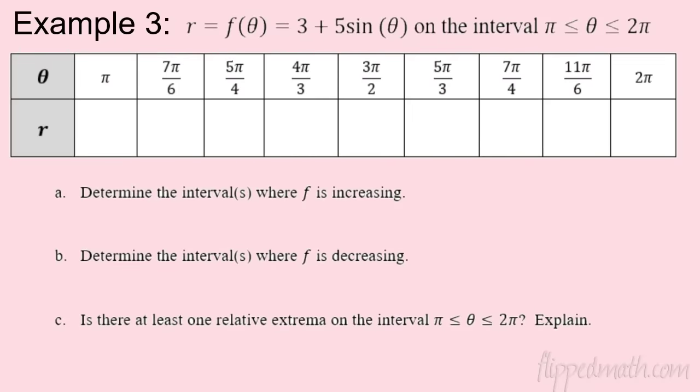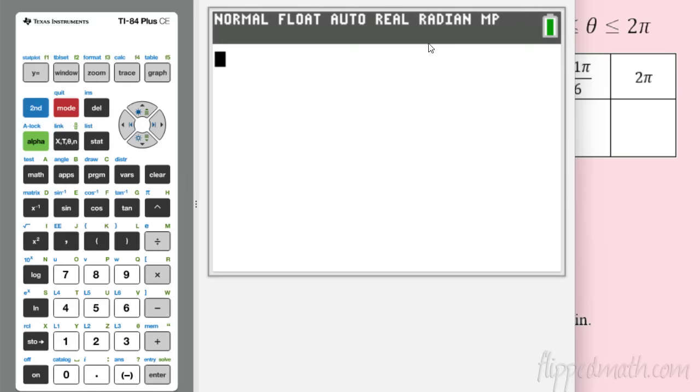All right, example 3. What about this? What if I give you a blank table? So now I know r is this function, and I actually gave you the function on this interval, and I don't know the value. So we're going to use our calculator to fill in this table and find all these values. Okay, let's head on over to our graph here and check things out.